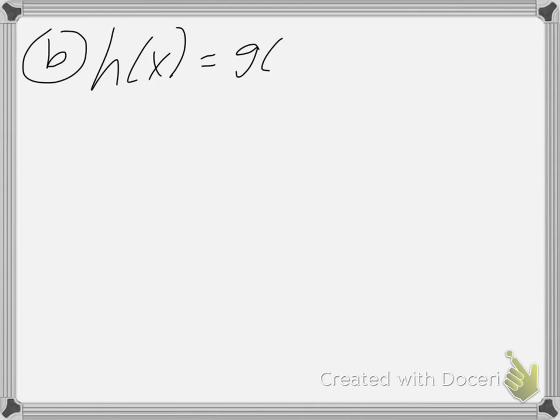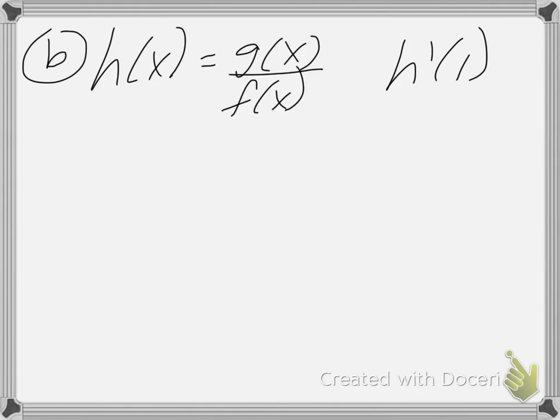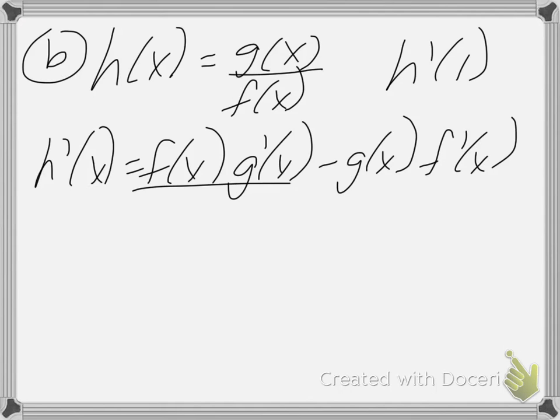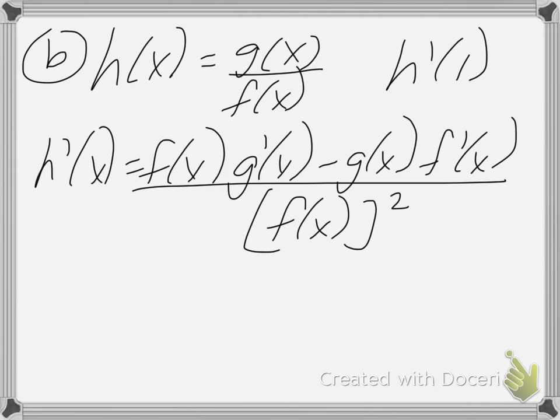Okay, part B. h of x equals this. We need to find h prime of 1. So before we can do that, we have to find h prime of x. So it's the bottom times the derivative of the top minus the top times the derivative of the bottom, all over the bottom squared. Okay? So if we want h prime of 1, that means just put a 1 wherever there's an x.